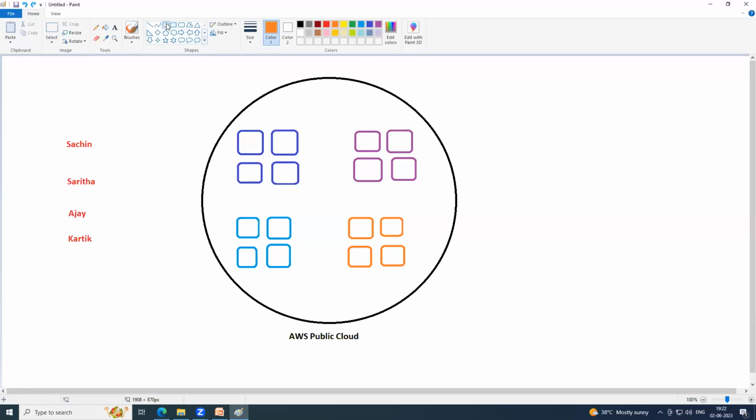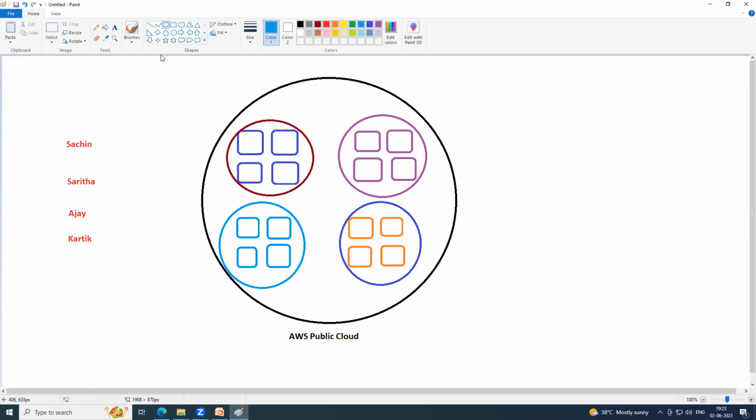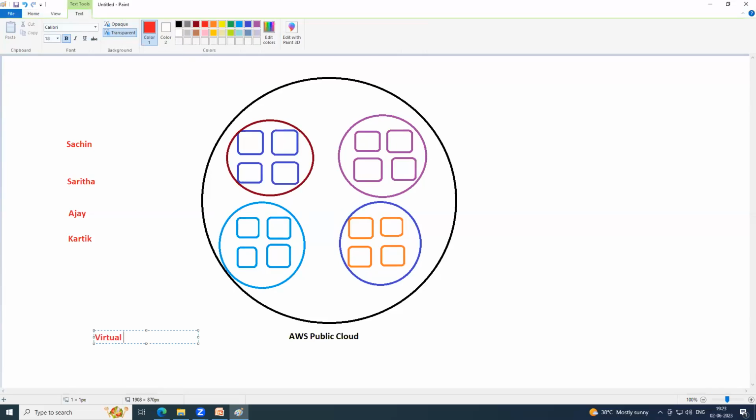Everyone has to set up their own stuff inside the VPC. If you want to secure it, all your infrastructure should be inside the VPC. All this is virtual, and we need it to be private. What is that? Cloud. And what is this called? VPC.